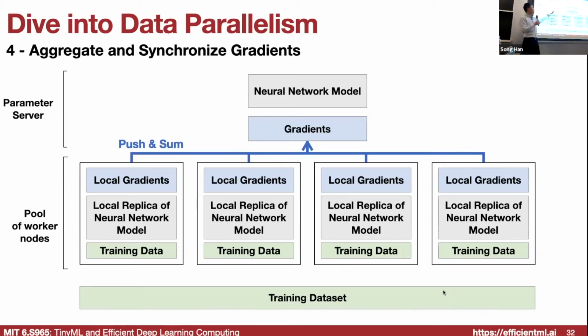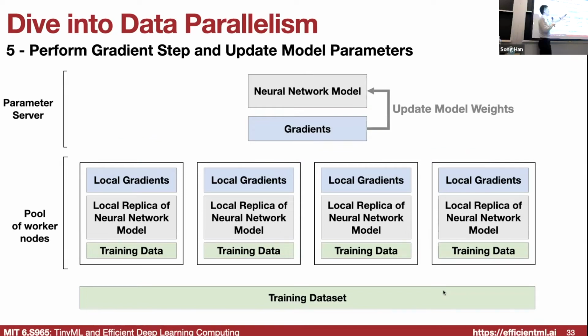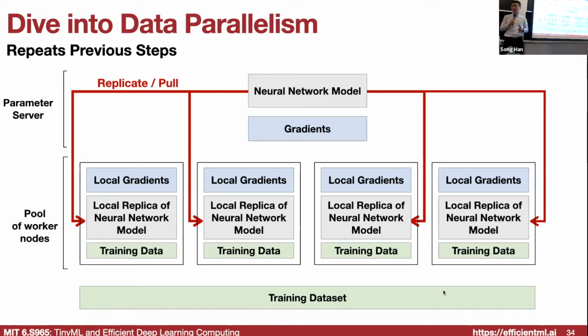And then it's going to push the gradients to the centralized parameter server. The parameter server is going to sum up all the gradients and then update this global model using the gradients that have just been collected and summed up. The next step is to replicate: each node is going to pull an updated copy of the neural network model from this parameter server.